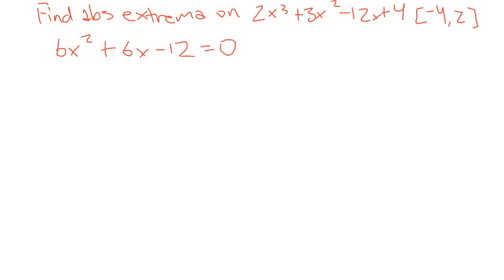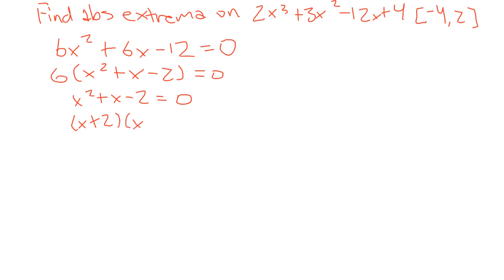We can pull out a 6 to get x squared plus x minus 2 equals 0. Then we can factor this into x plus 2 and x minus 1 equals 0. Therefore, we have critical numbers at x equals 1 and negative 2.